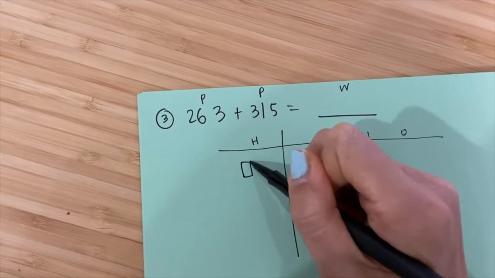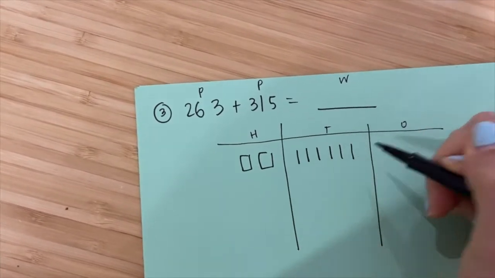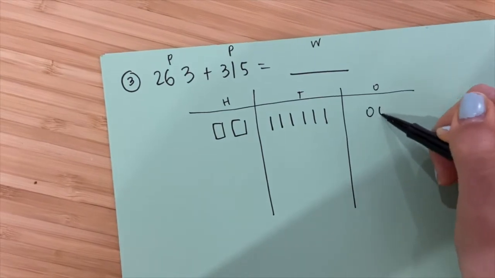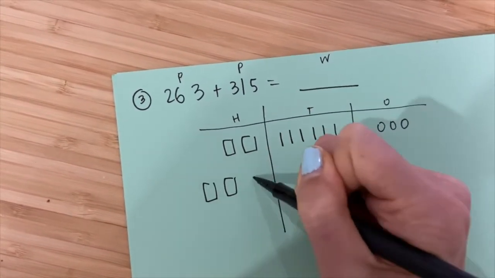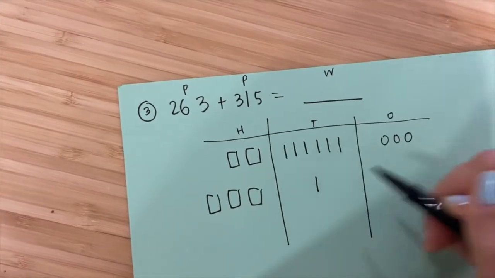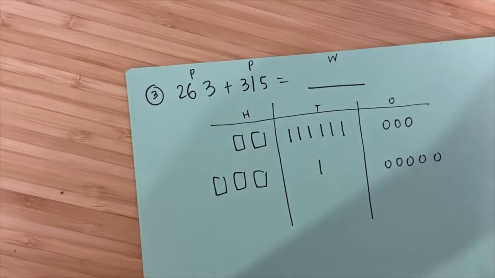Two hundreds, 6 tens, 3 ones. Next, 3 hundreds, 1 ten, 5 ones.